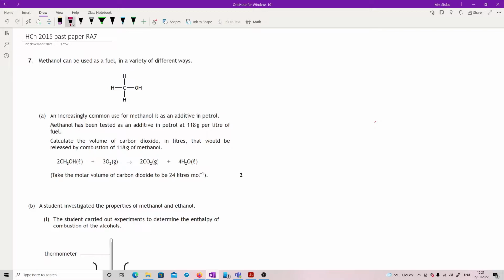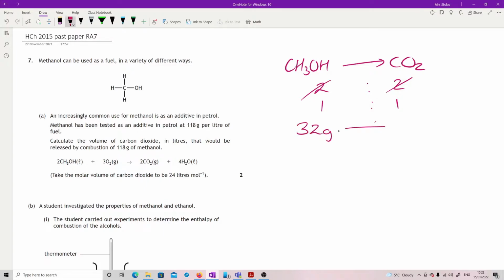You've got a balanced equation given, and you've got the molar volume of carbon dioxide at 24 litres per mole. Okay, there are complicated ways to do this and easy. I'm all for trying to do the easy. Okay, here's methanol to carbon dioxide. Now, in the balanced equation, we can see that that's a 2 to 2. So that cancelled down really nicely to a 1 to 1. Now, what that means is that if I burn 1 mole of methanol, 32 grams of that, I will make 1 mole of carbon dioxide.